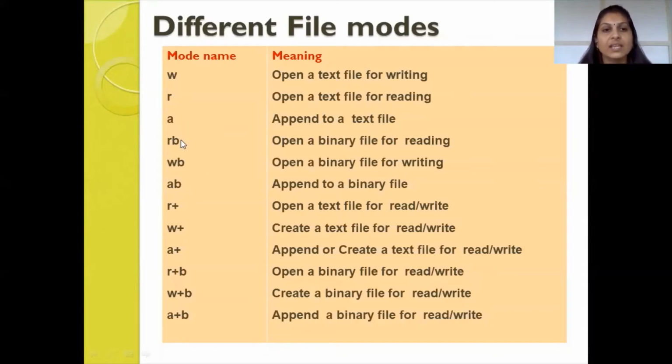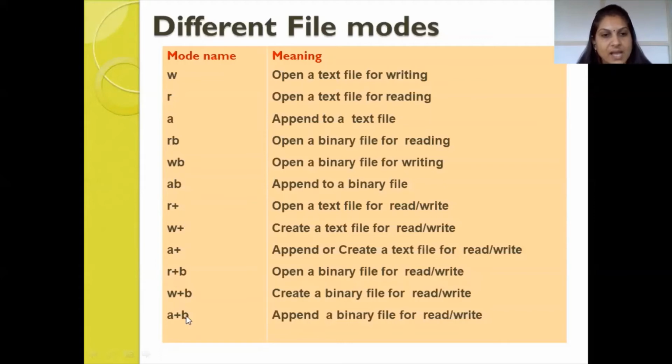Now the next three are for binary files, indicated by the B option. Here RB is for reading, but not for a text file, for a binary file. Same with WB, which is for writing into binary files, and AB, which appends to binary files. So corresponding to W, R and A for text files, the similar modes for binary files are RB, WB and AB.